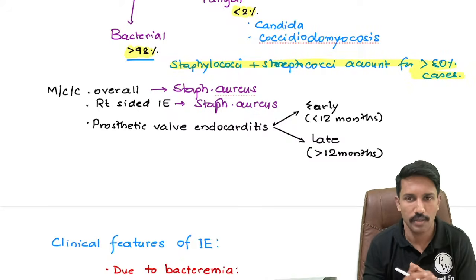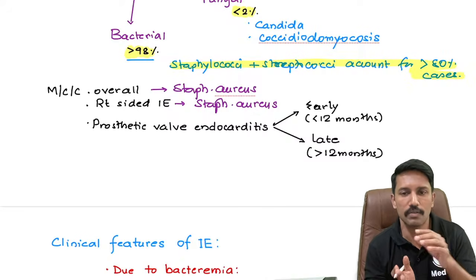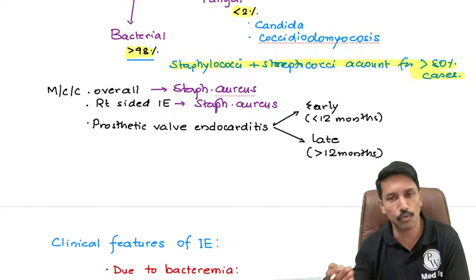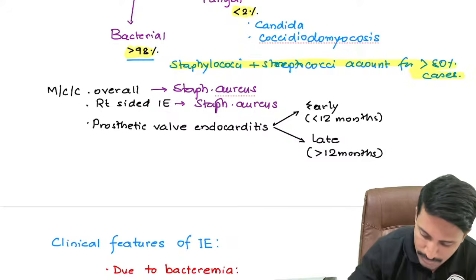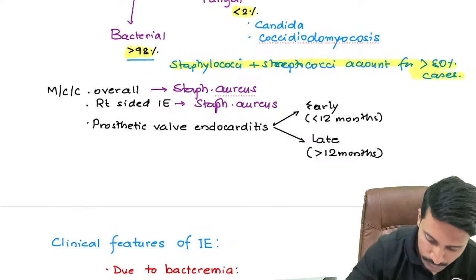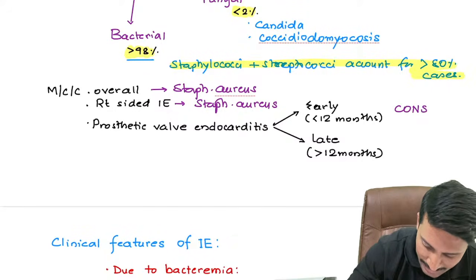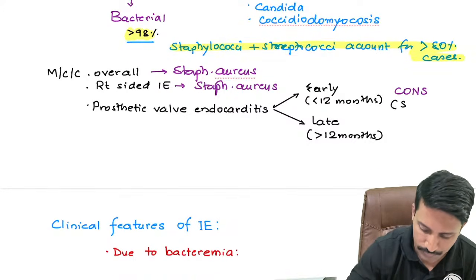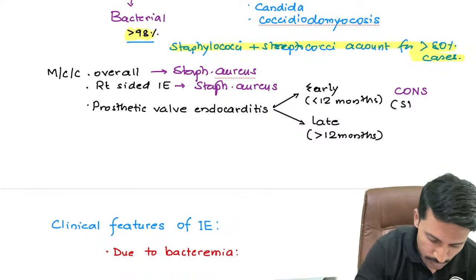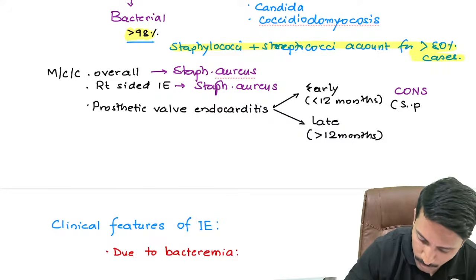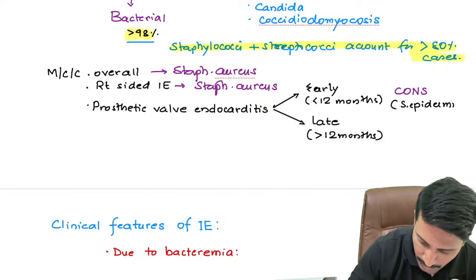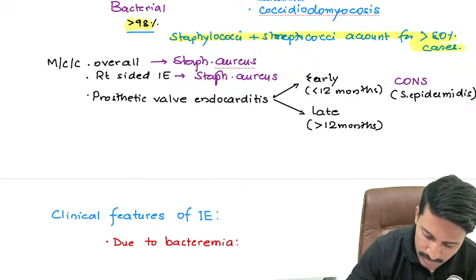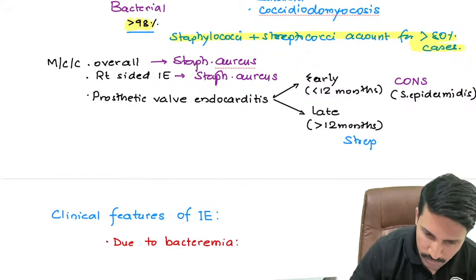prosthetic valve, the prosthetic valve endocarditis is divided into early and late. Early refers to less than 12 months, late refers to more than 12 months. So if it is less than 12 months, it is usually going to be coagulase negative Staphylococcus. Mainly among them, most common is Staph epidermidis. Okay. And after 12 months, it is the Streptococcus viridans.